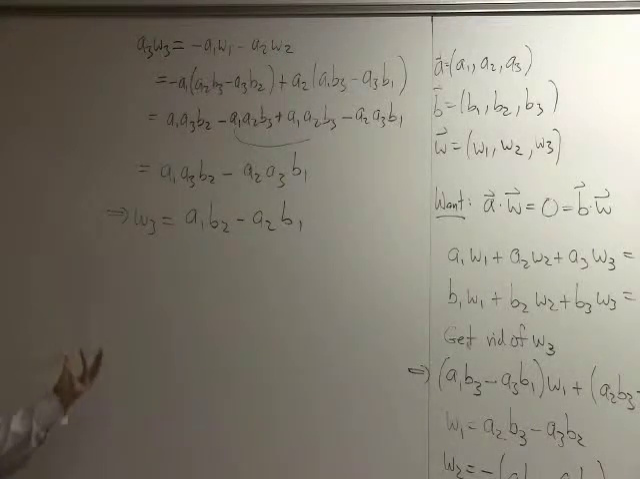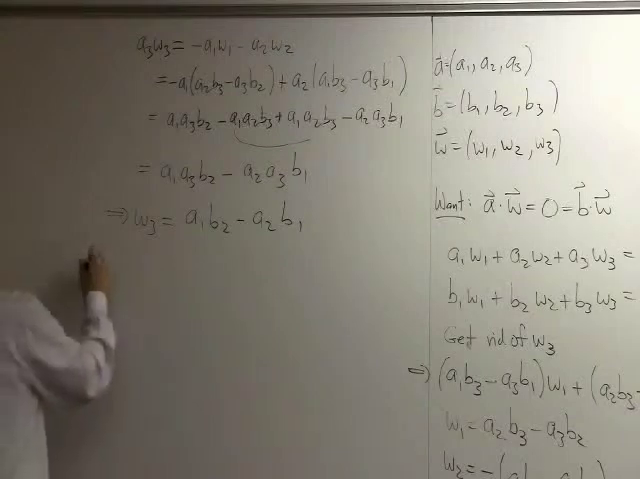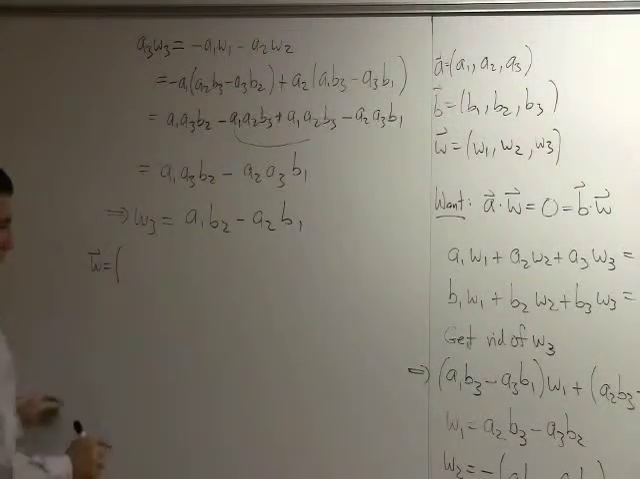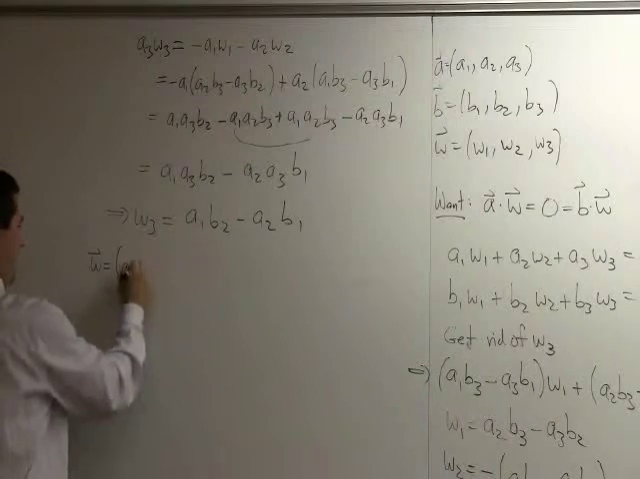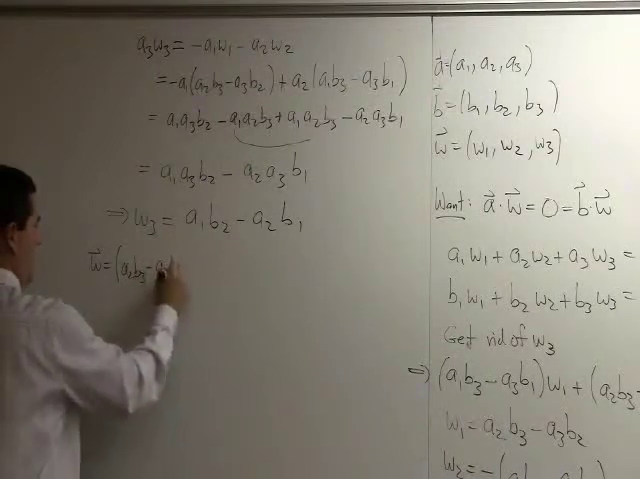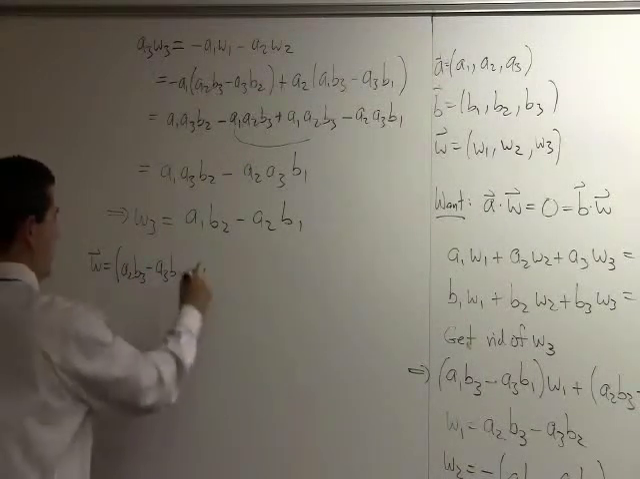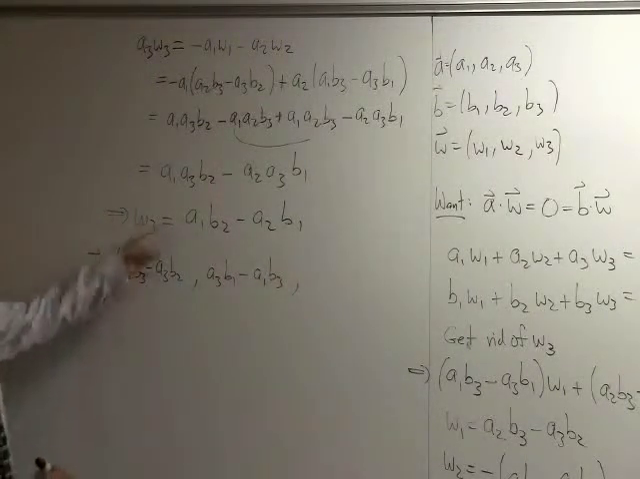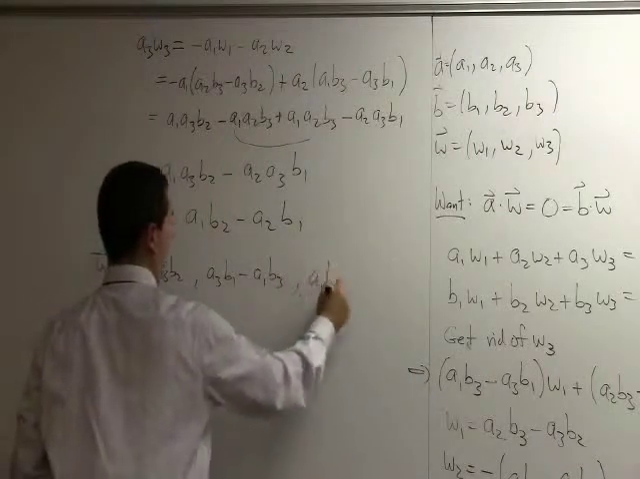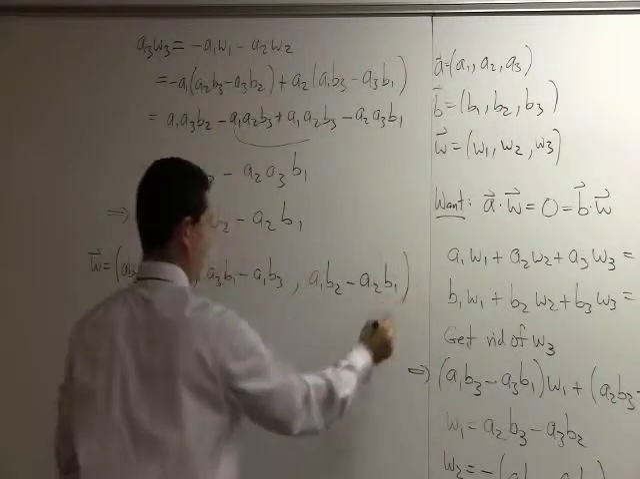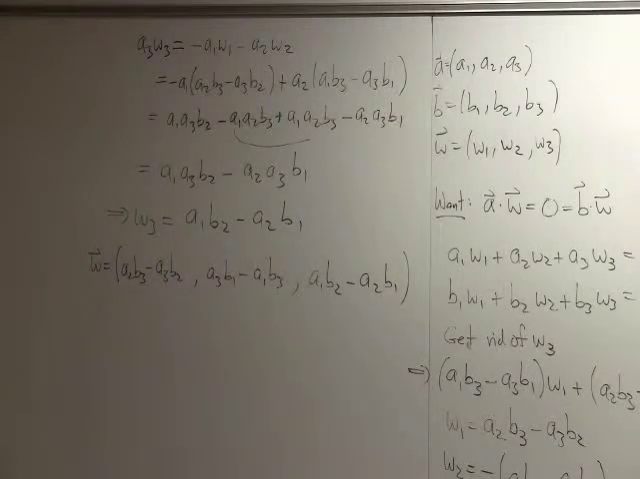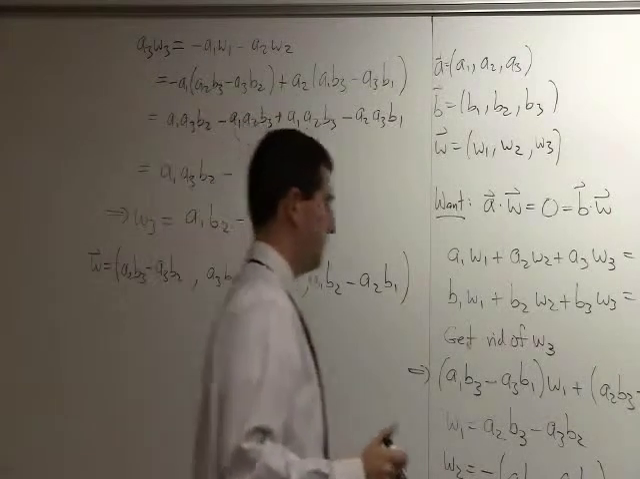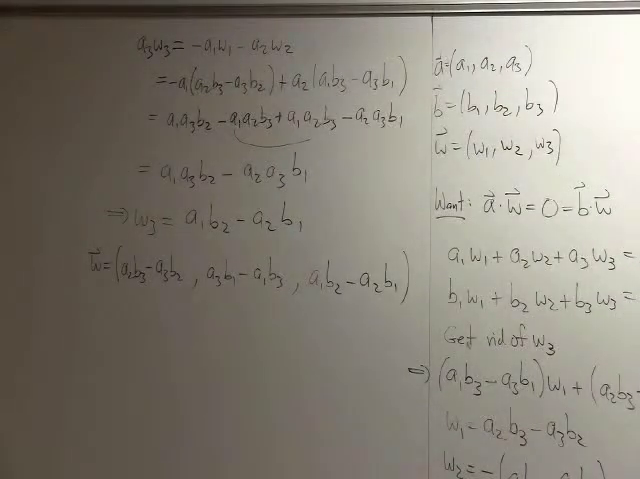Okay, but we have found a solution. So W equals, okay, the W1 component is A2B3 minus A3B2. W2 is A3B1 minus A1B3. And then W3 is A1B2 minus A2B1. So we've actually found a vector that works. Good.